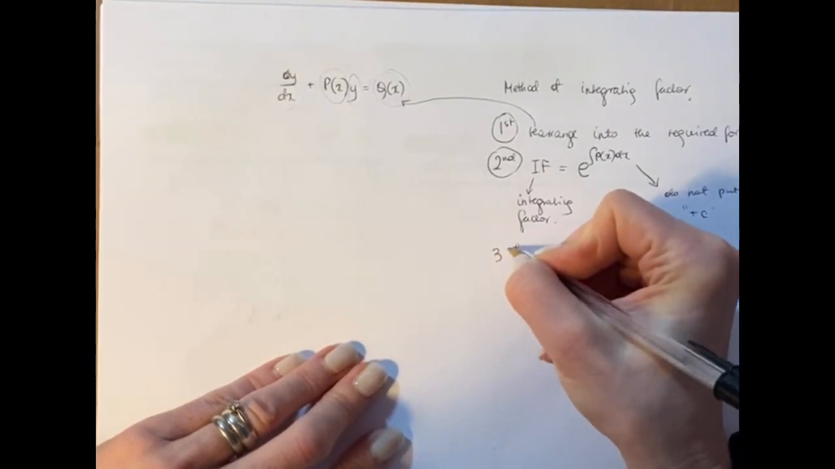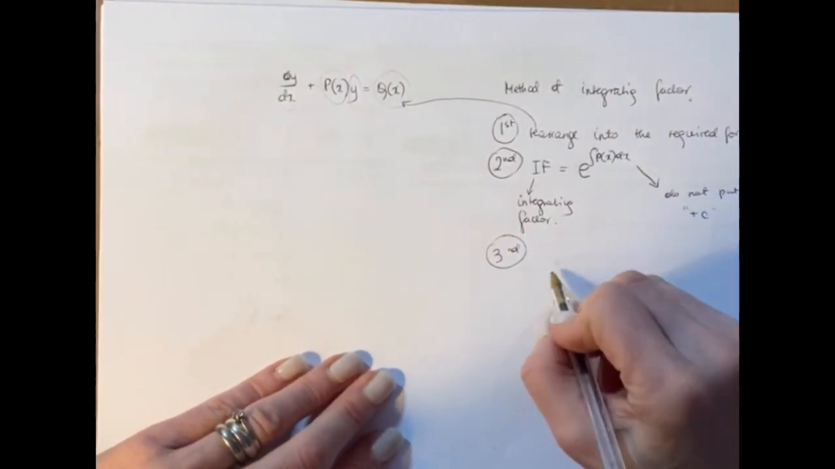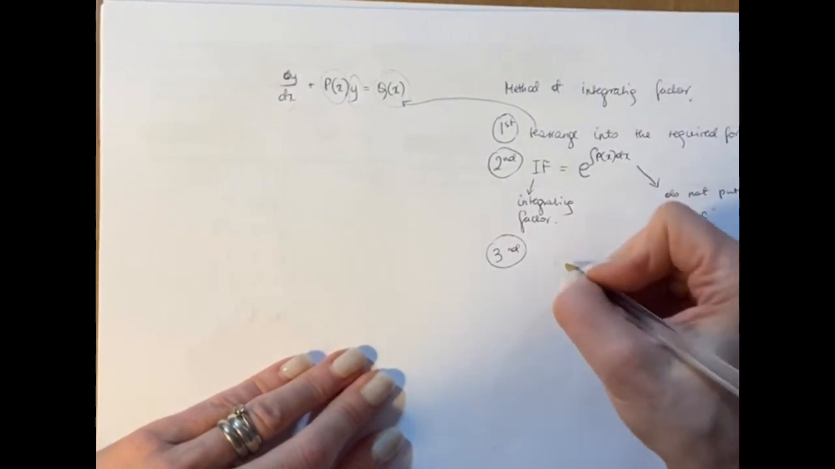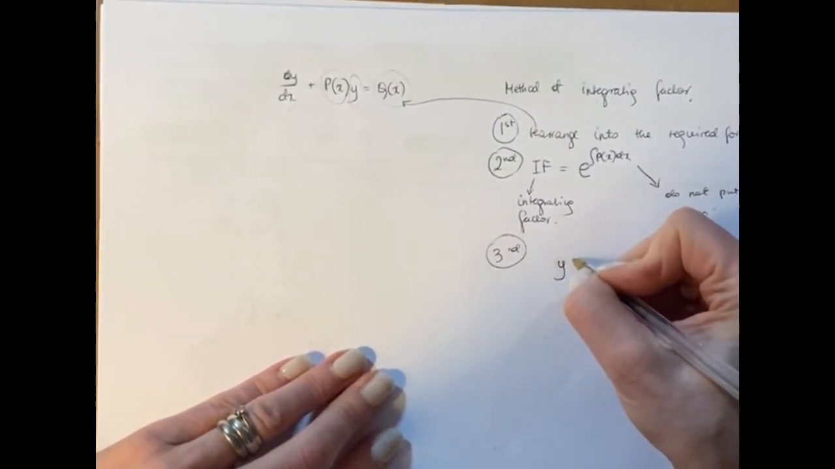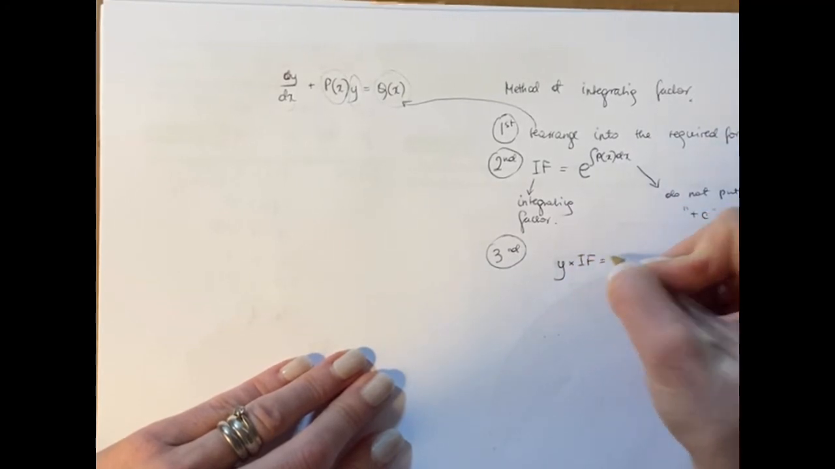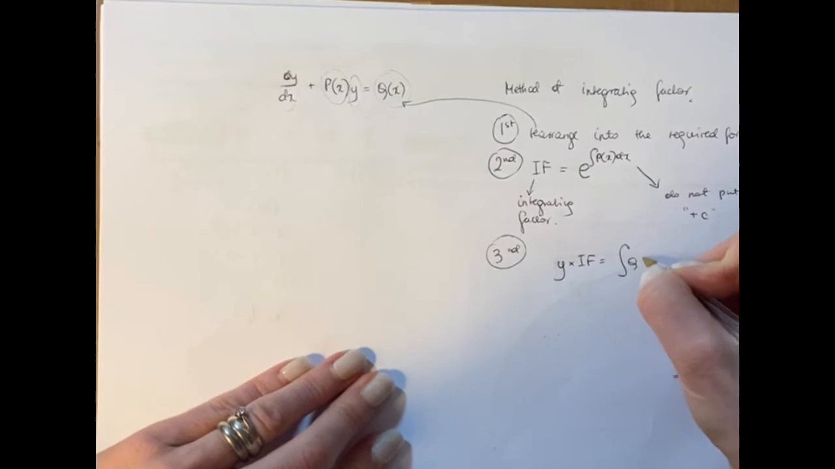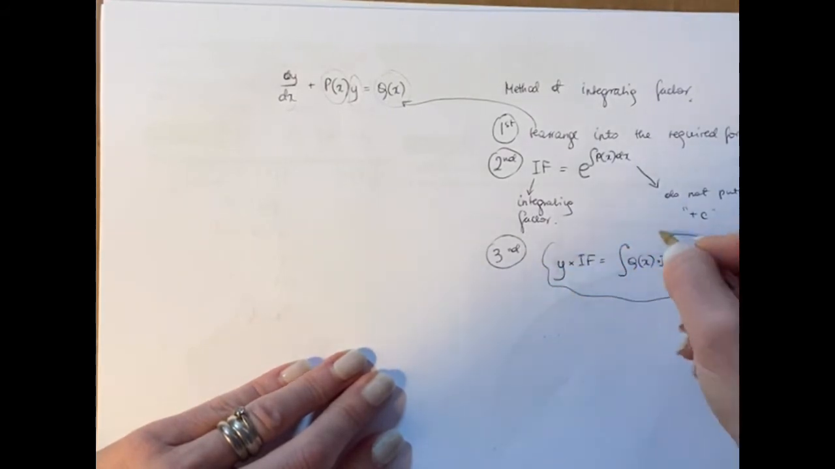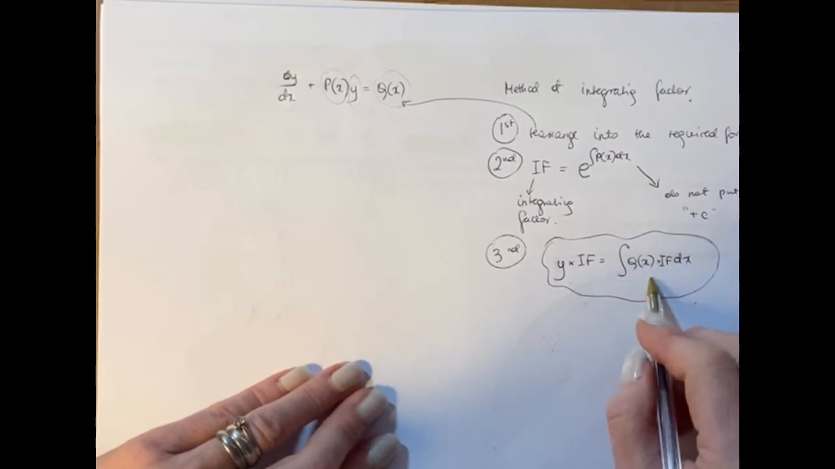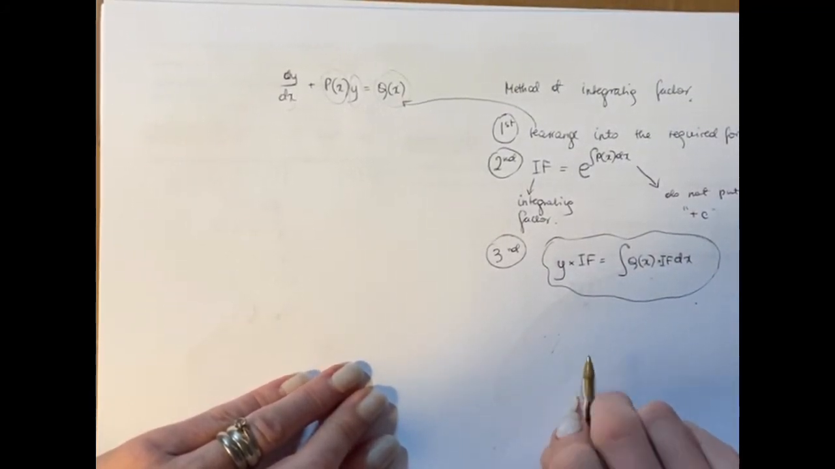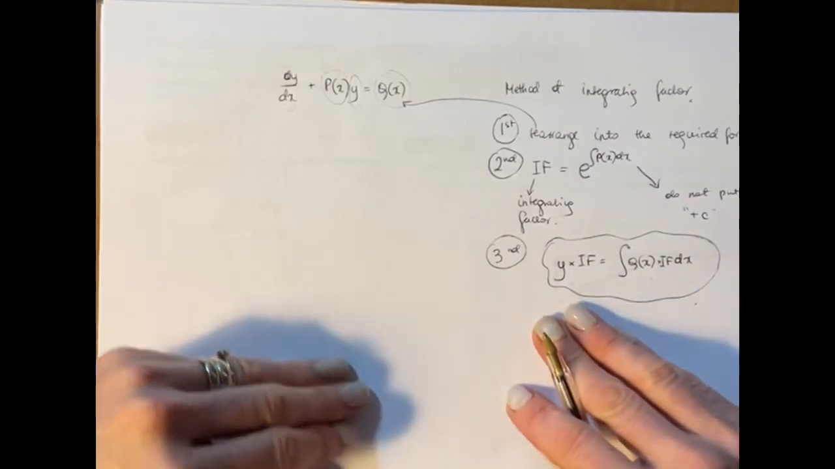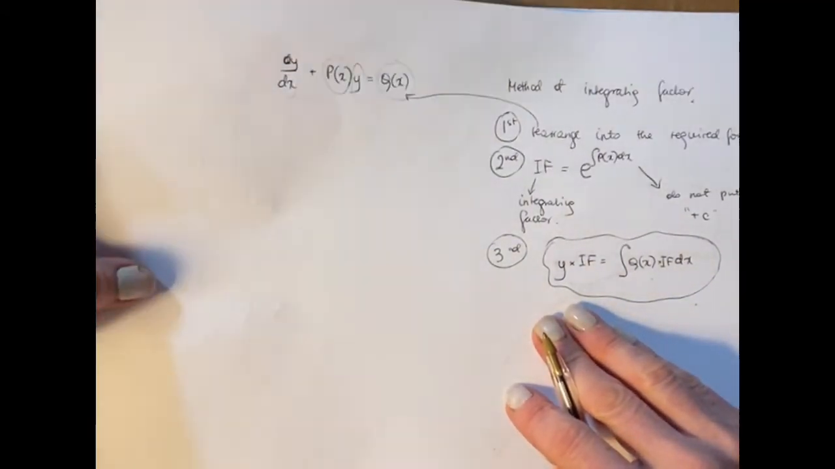Okay, third, you can straight away go and use the following result. You've got to write y times the integrating factor is equal to the integral of q of x multiplied by the integrating factor dx. So that is your key result. And then you integrate the right hand side, and then obviously we put plus c, and you rearrange to make y the subject if that's what you've been asked to do. Okay, so we'll do the first example and then explain why this works.